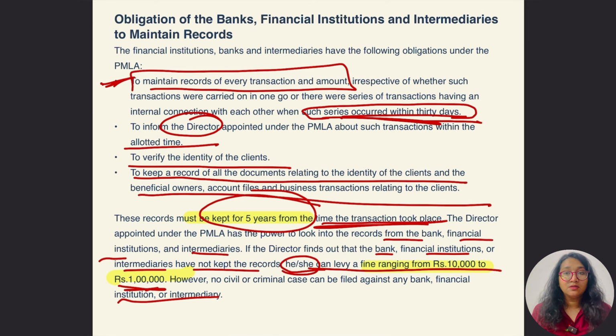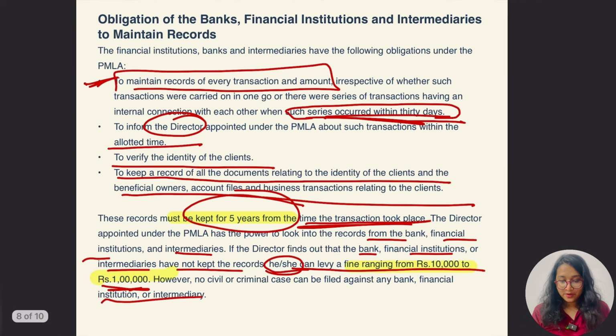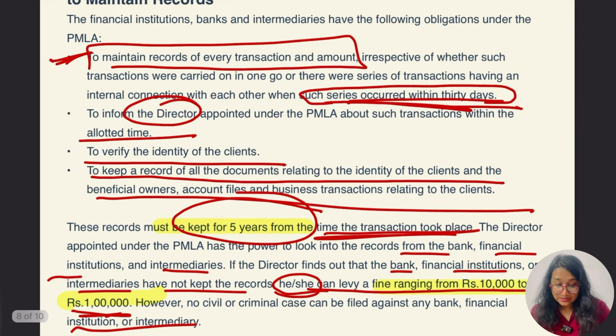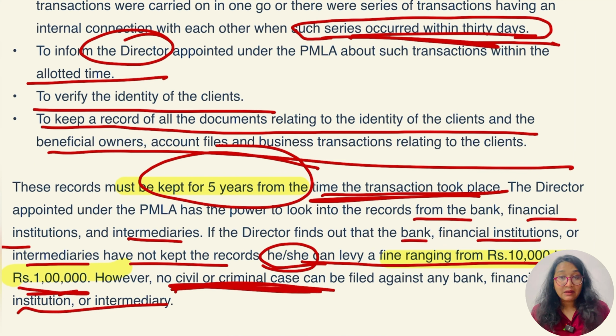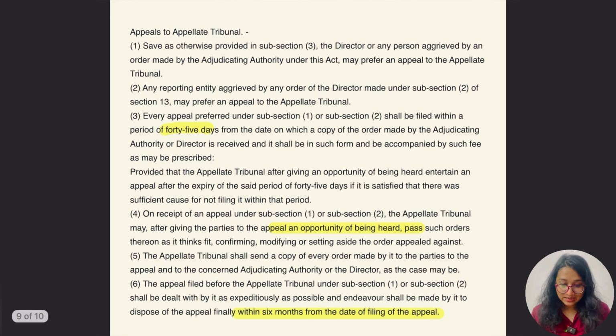What happens if the bank, financial institution, intermediaries have not recorded the record of the accused person, for how many years? For 5 years. If they have not recorded, then a fine is imposed by whom? By the director, of minimum 10,000, maximum 1 lakh. Hope this point was cleared. But there is one more thing, no civil case or criminal case can be filed against the bank if they have not kept the record. So there is only penalty imposition, not anything else.